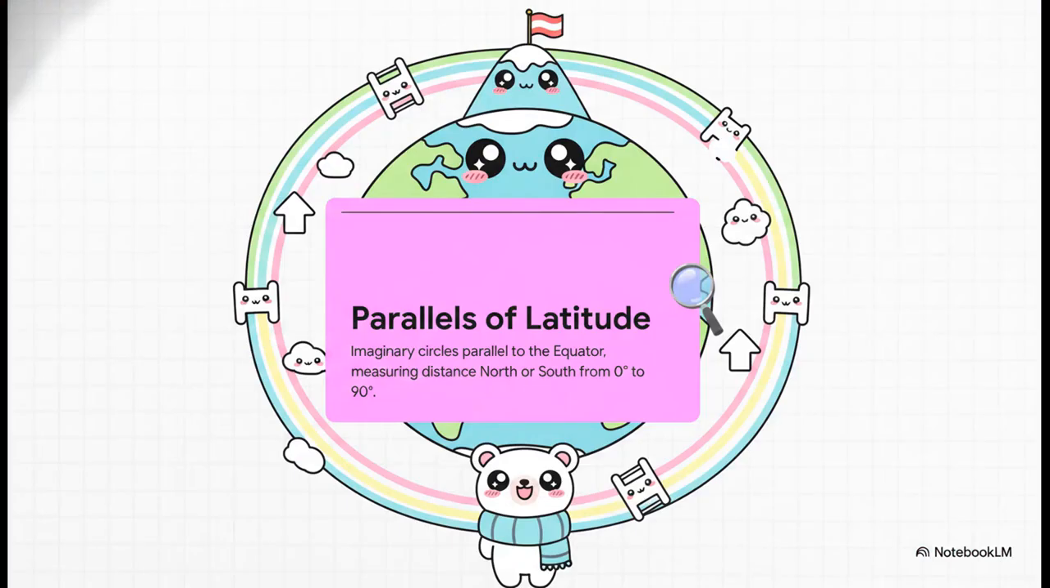Okay, so starting from the equator, imagine drawing a bunch of circles that run parallel to it, going all the way up to the North Pole and all the way down to the South Pole. These are our parallels of latitude. Think of them like rungs on a ladder. They let us climb up or down the globe and measure exactly how far we are in degrees from 0 degrees at the equator all the way up to 90 degrees at the poles.